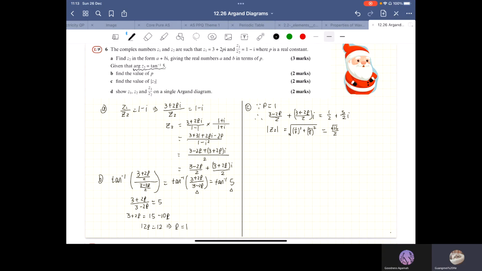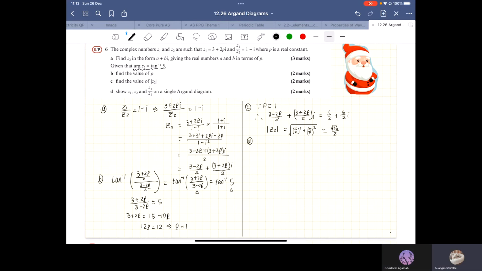And that's it. You will leave your answer like this. If you convert it into a decimal, it wouldn't be as accurate as if you would leave this in surd form. So it would be a better idea to leave it like this. Okay, let's move on to part B.